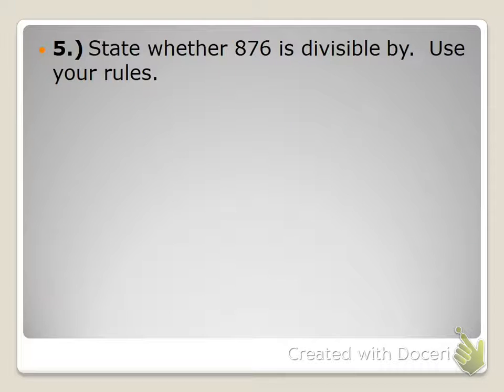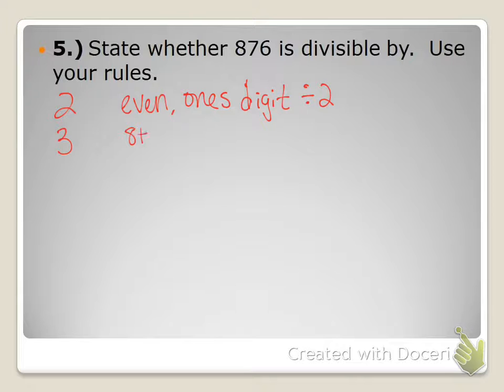Okay, we're going to state if 876 is divisible by our list of numbers using our rules. Start with 2. Yes. Why? It's an even number. Okay, even number, the 1's digit is divisible by 2. Okay, what about 3? Yes. Why? The sum adds up to 21, and 7 times 3 is 21. So 8 plus 7 plus 6 is 21, and 21 is divisible by 3.